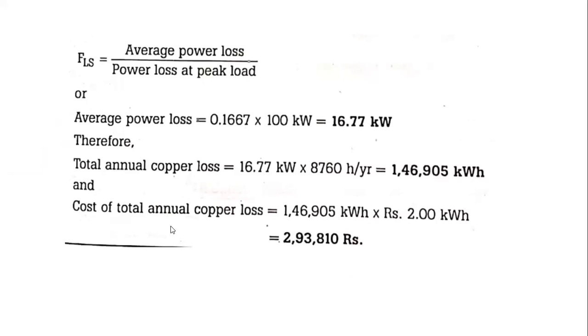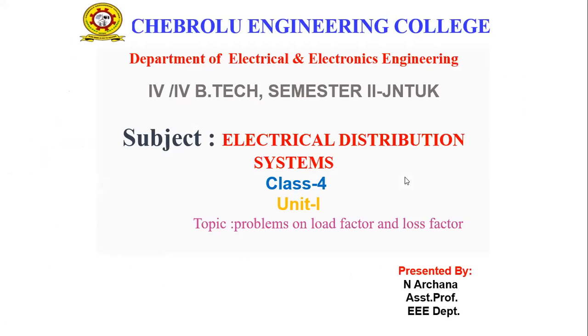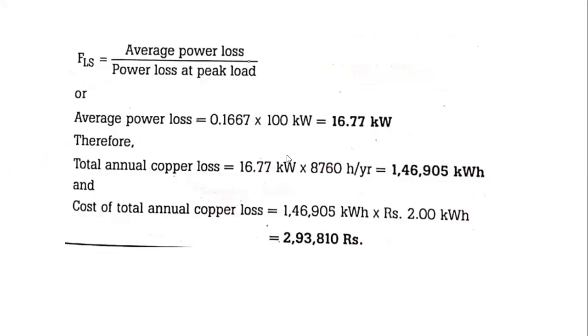Next, total annual copper losses cost is equal to the total annual copper losses into how much value is there? That is 2 rupees per kilowatt hour. The total copper loss energy and its value is 2 into total copper losses. How will we calculate the total copper losses? That will be calculated by using the FLS.